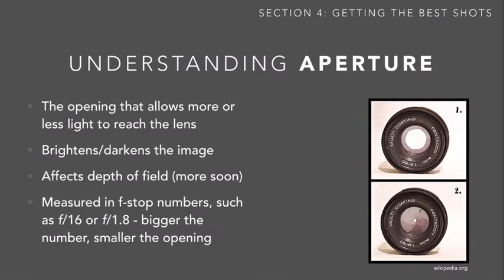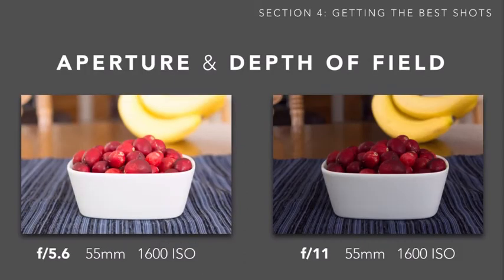Now these are measured in something called f-stop numbers, and an f-stop number, you can think of it like a fraction. So the f is like a 1 over 16 or 1 over 1.8. So the smaller the number, like f16, is going to be a very small opening, but a larger number, like f1.8, is going to be like the top image where you have a very wide opening, letting in a lot of light.